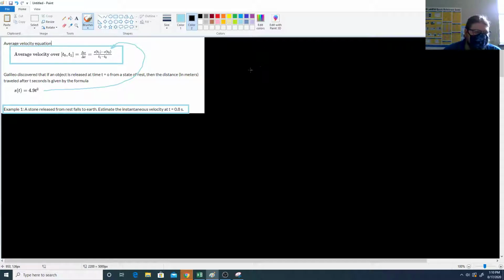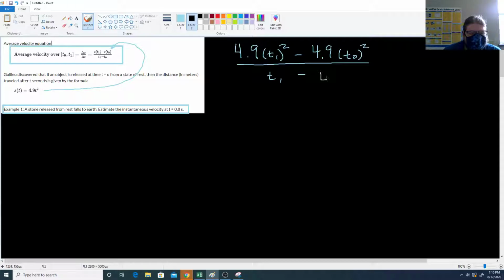So to start out, let's write down our average velocity formula with the 4.9 t squared plugged in. We have s of t1, which would be 4.9 times t1 squared, minus s of t0, which would be 4.9 times t0 squared, and then that's all over t1 minus t0.